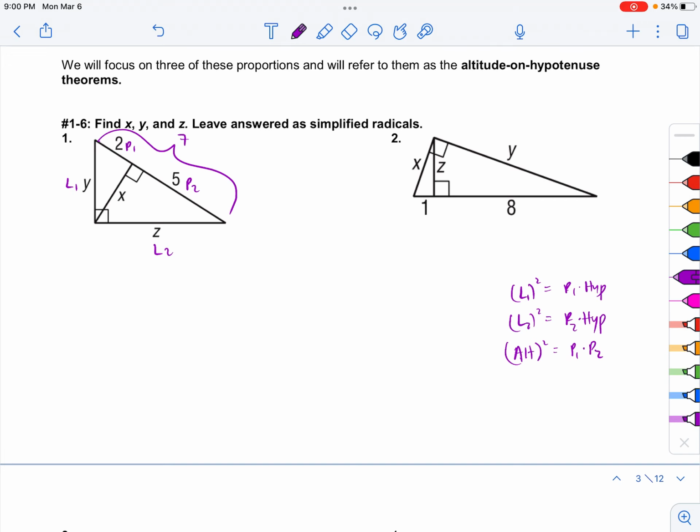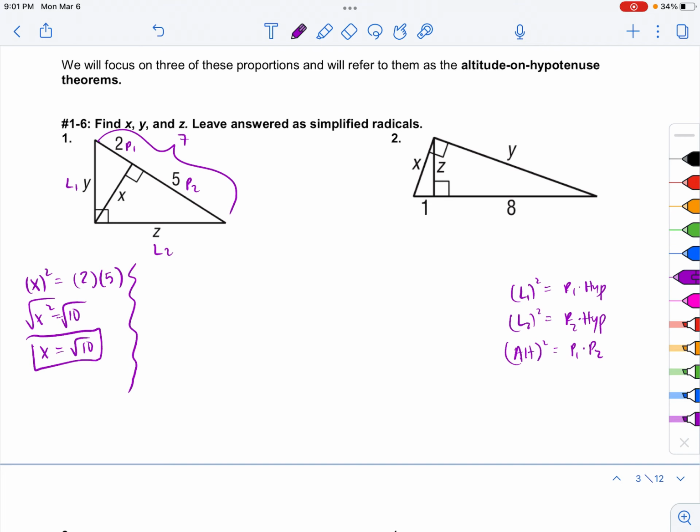we could probably just solve for the altitude right away because we have both parts, part 1 and part 2. So let's do it. Altitude is x, so x squared is equal to part 1, which is 2, times part 2, which is 5. Then x squared is equal to 10, square root both sides, and you can't simplify this anymore, so x is equal to the square root of 10. Simple and straightforward.